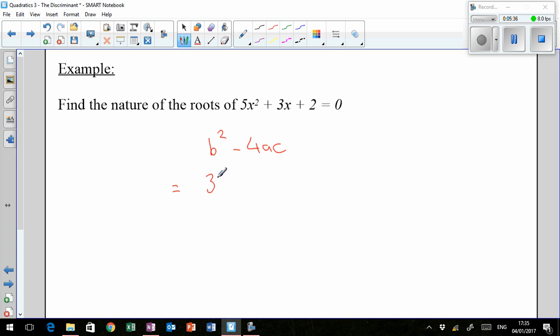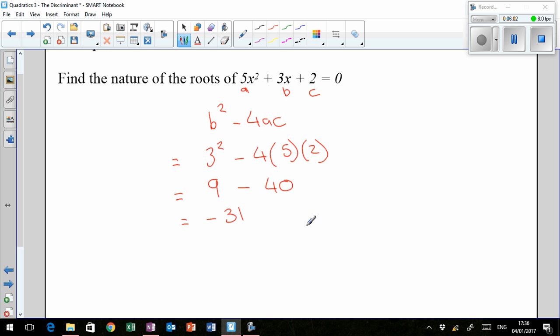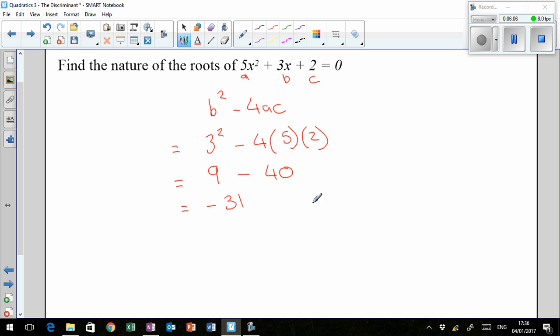b is 3, so 3 squared minus 4 times a, which is 5, and c, which is 2. a is the number in front of the x squared, b is in front of the x, and c is the constant at the end. Now this gives you 9 take away 40, which is negative 31. It's a negative number, so that won't work. So there are no x-intercepts, there are no real roots.